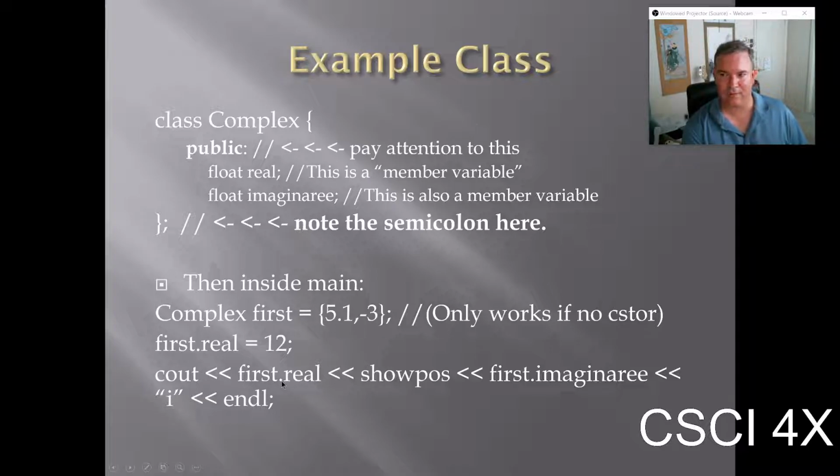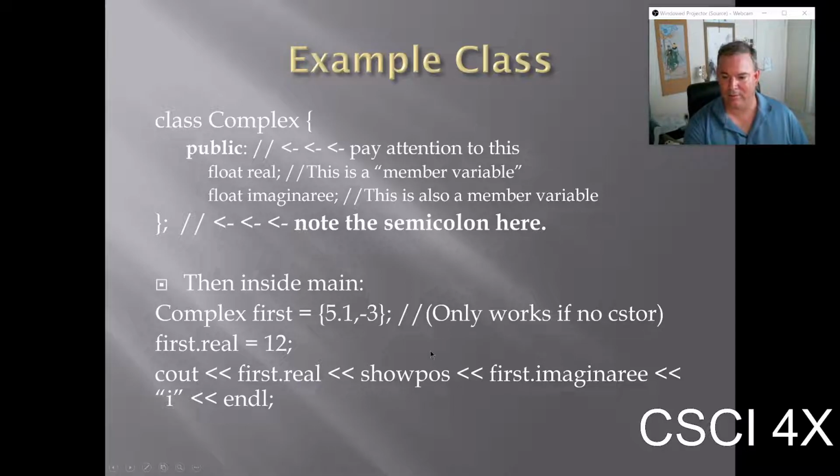So do you guys see how the dot operator works? Like it accesses the sub variables within a class. So what number is this going to print to the screen here when we print out first dot real? Is it going to print out the 5.1 that it originally was, or is it going to print out the 12 that it has been set to afterwards? That is correct. It will print out 12.